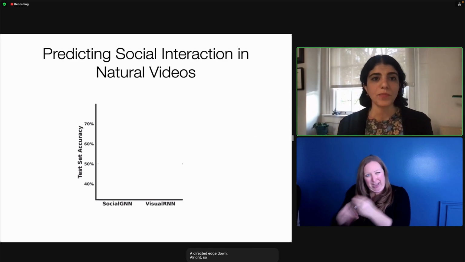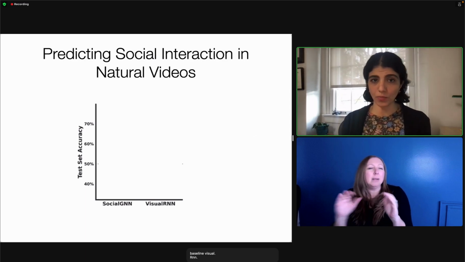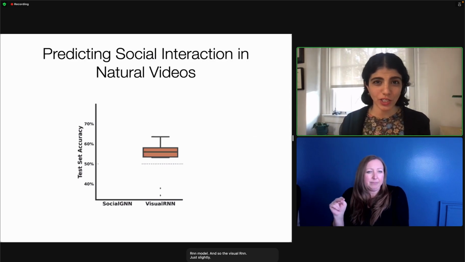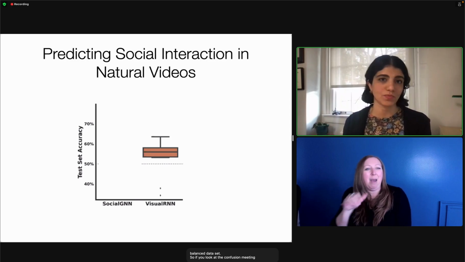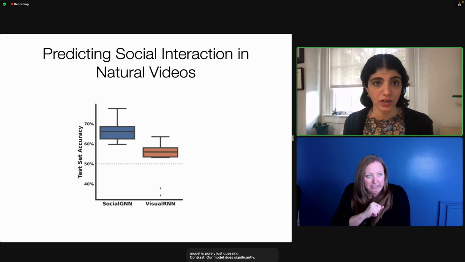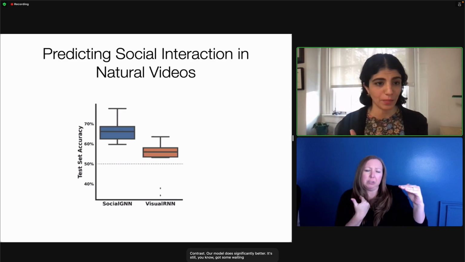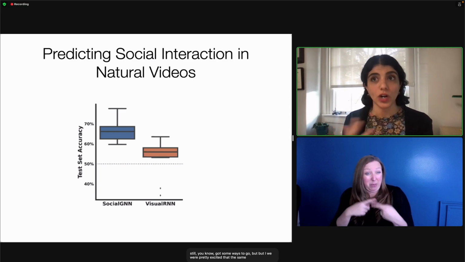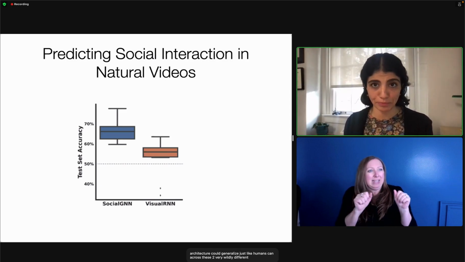All right, so we can compare our model to the baseline visual RNN model. The visual RNN does slightly above chance, but actually it's not a balanced data set. So if you look at the confusion matrices, this model is purely just guessing. In contrast, our model does significantly better. It's still got some ways to go, but we were pretty excited that the same model architecture could generalize, just like humans can, across these two very wildly different sets of stimuli.